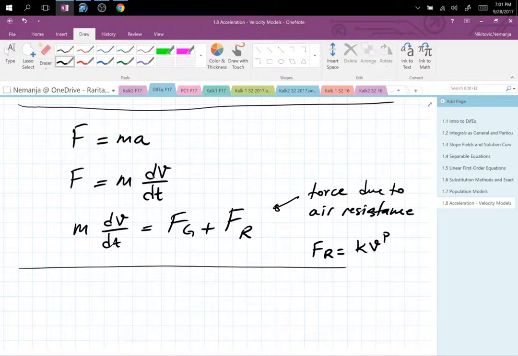Now for the air resistance, when the object is falling down, the air resistance is the force that goes up. If you launch a rocket vertically up, the air resistance is trying to push it down. So I'm going to write the force of resistance, proportional to the velocity, as negative kV.